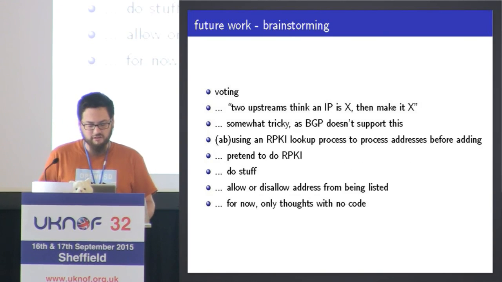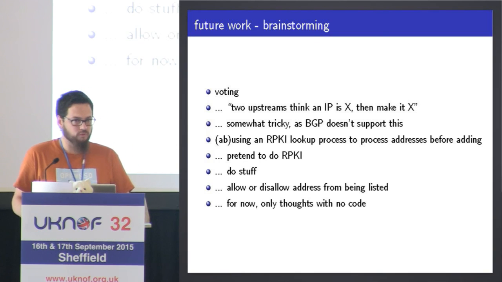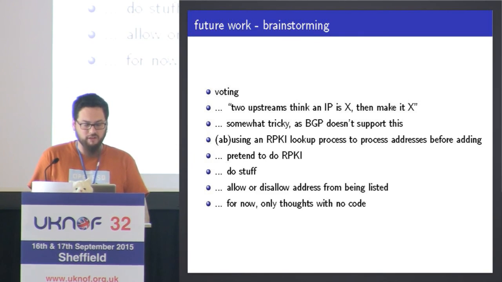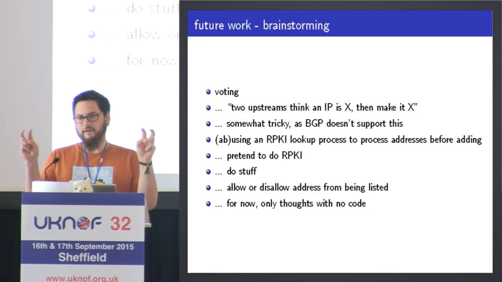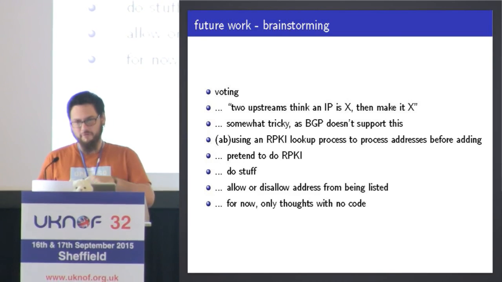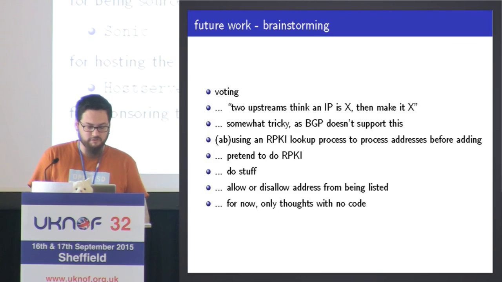Some other interesting ideas are possibly a voting mechanism. I'm not sure this can be done at all with what I'm utilizing. I recently had a thought about abusing an RPKI lookup: when someone tries to add an address to me, I do some external processing and then decide, oh, it's a valid RPKI signature, so I'll allow it or disallow it based on that. So it's something to investigate for us.